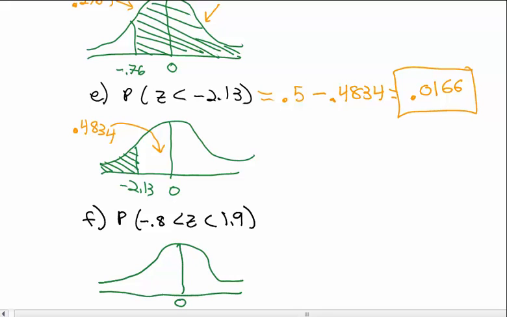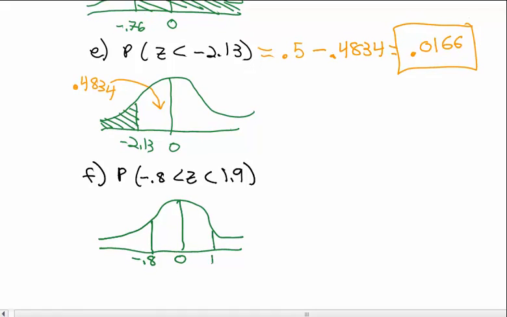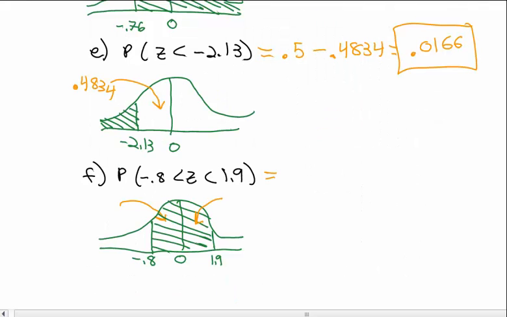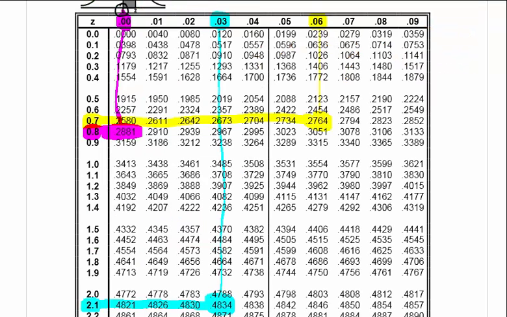So we draw a picture. Negative 0.8 is off to the left, and 1.9 is off to the right. We want the area between them. Well, using our table, we can figure out each piece individually. So on the table, negative 0.8, that's the same as regular 0.8, 0.80, is 0.2881.